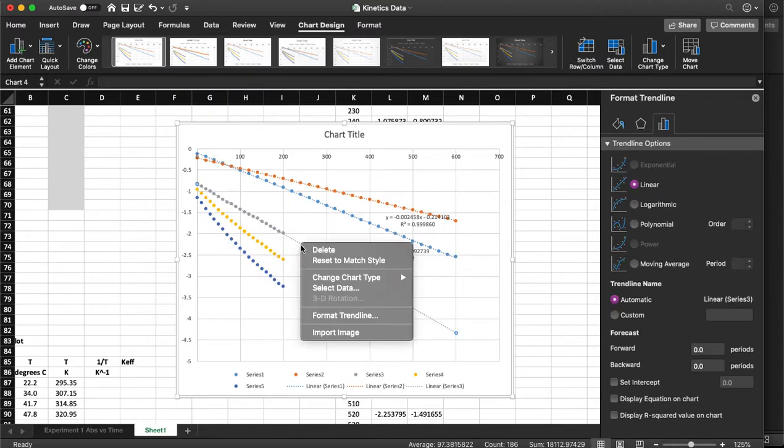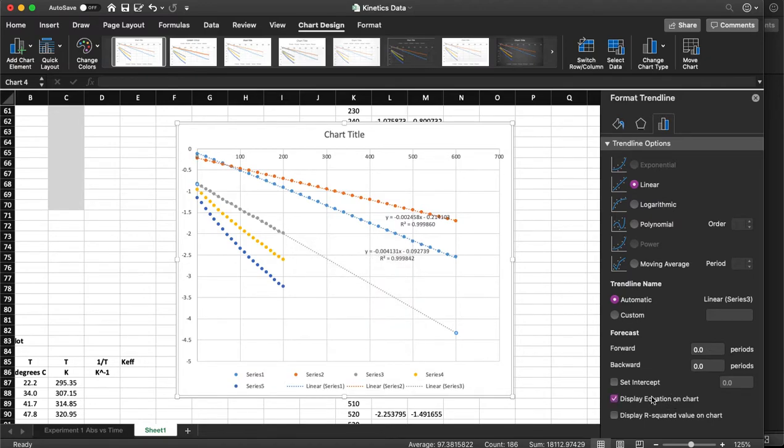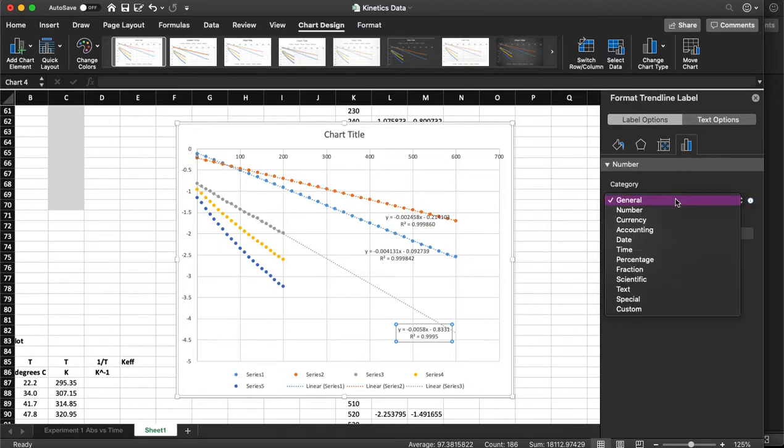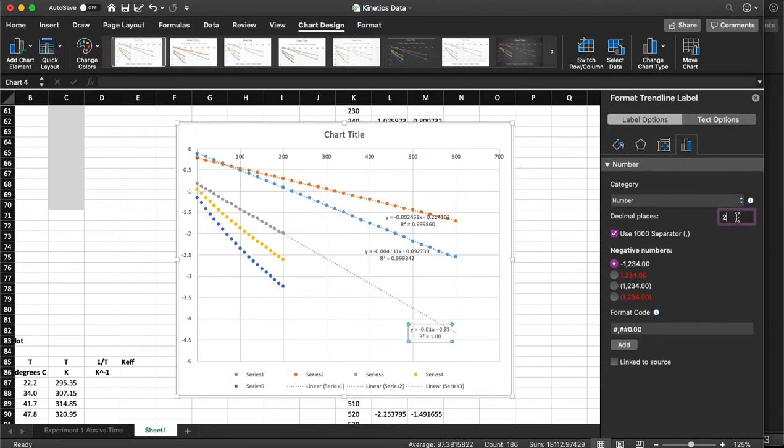And if I have a line, I can right click the line to do the format trend line if it doesn't pop up this window already. Display my equation and our squared value. And again, I'll have to do the same thing. I'll highlight my box so that I can actually modify the number of decimal places.